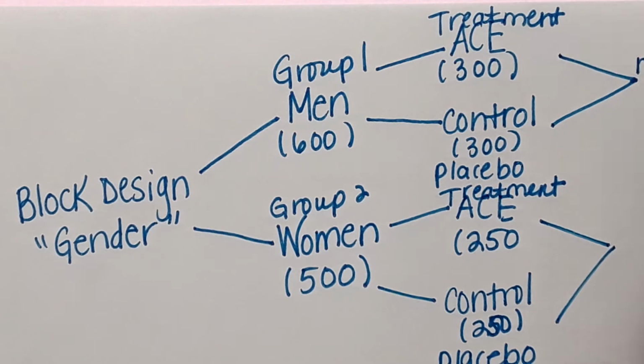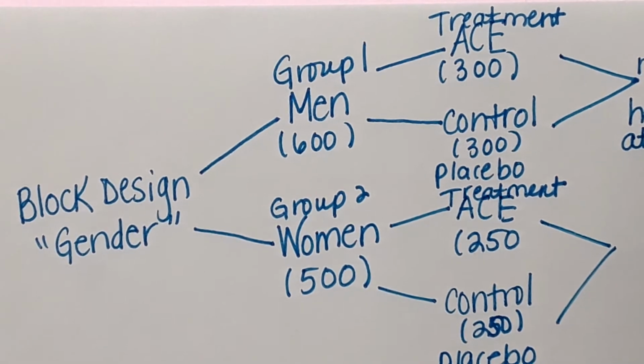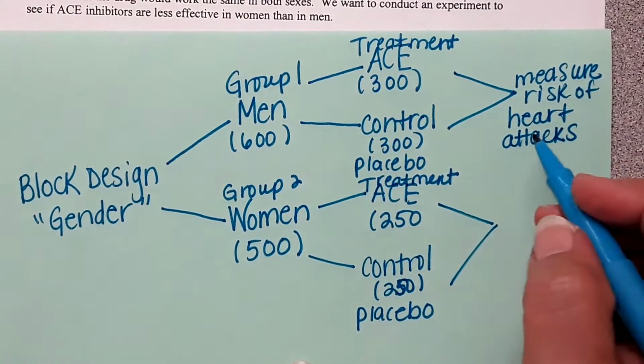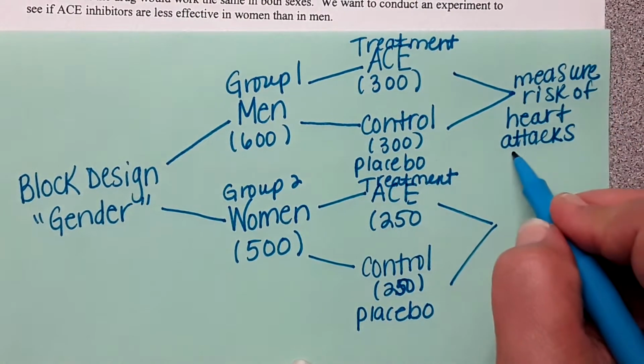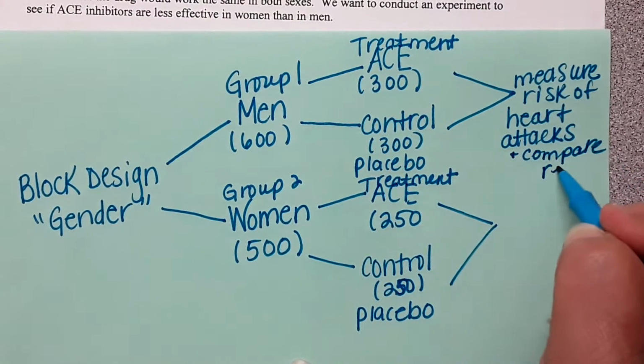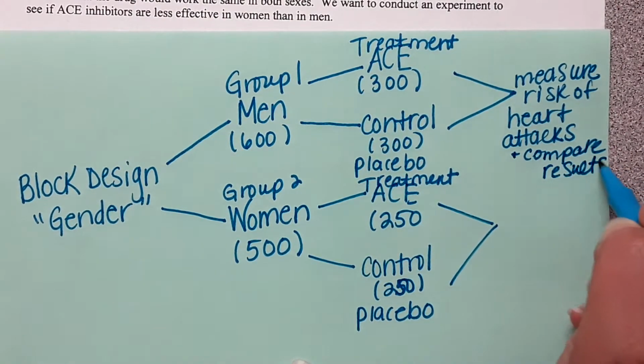Remember, you're going to have to measure something. You can't just say, okay, you have to measure the risk of heart attacks. And then what do you need to do? Oh, why didn't you guys tell me? I'm really sorry, people at home. There we go. Measure risk of heart attacks and compare results, right? Remember, the last thing you have to do is compare those results.